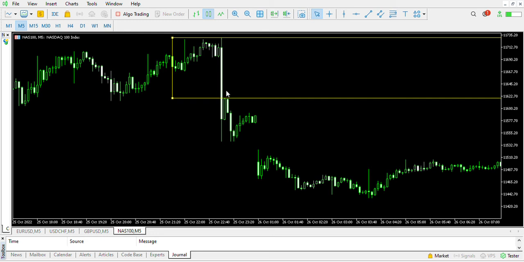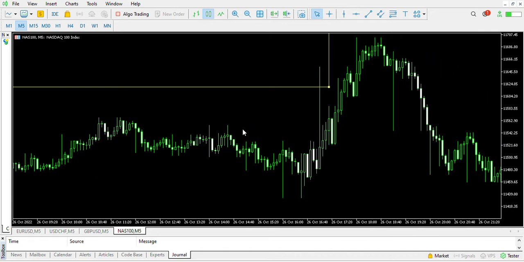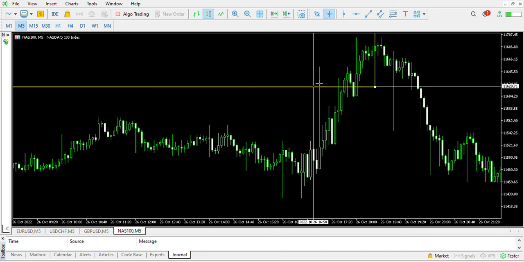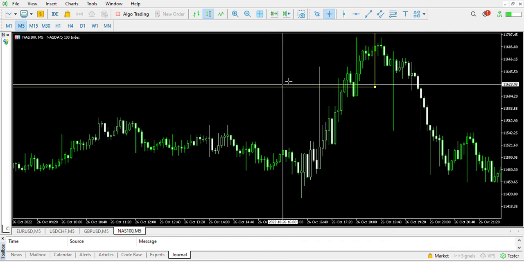What I'm looking for now, what I've learned, is anything past this point here and below this point here. So let's go across and see if we've got our first reaction, and that would have been the first reaction there. Yeah, that would have been our first reaction from that zone. Let's drag this across a bit. So first reaction from that zone there.